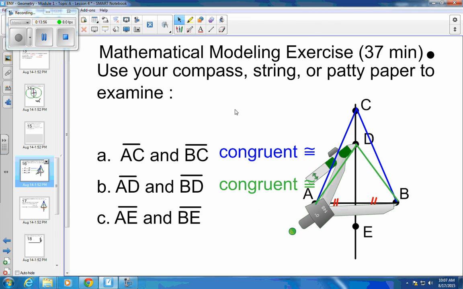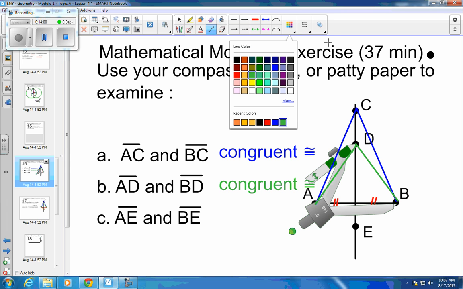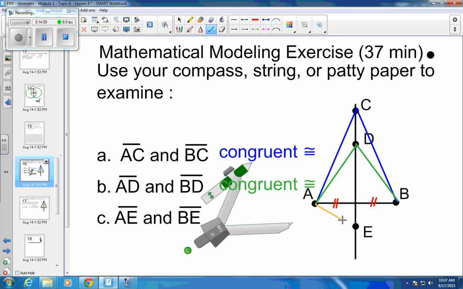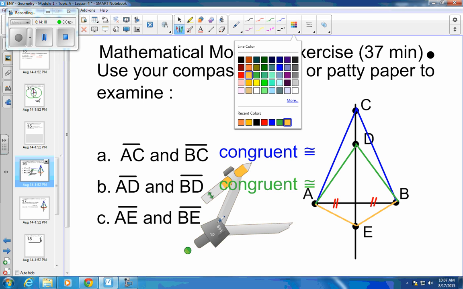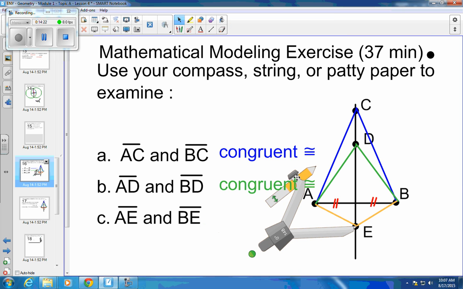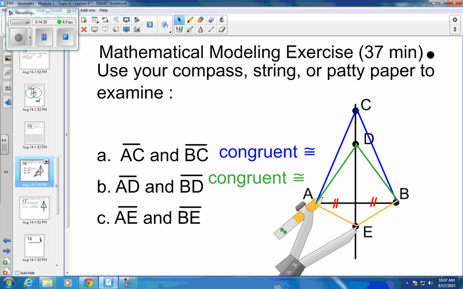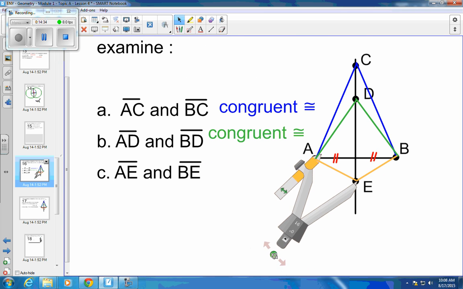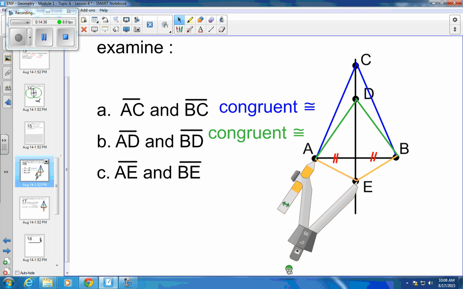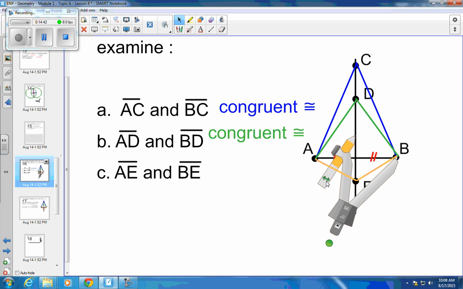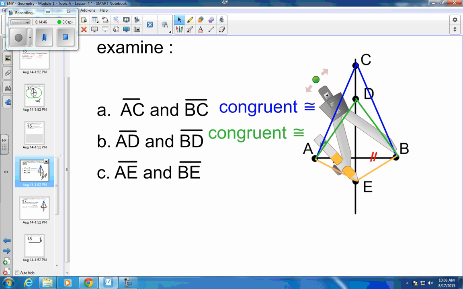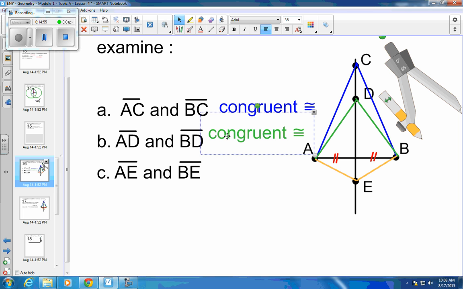So now we'll look at A to E and B to E. And we're going to adjust the compass so that it is the distance from A to E. We can probably move this up a little bit. There we go. Okay, so I have the distance from A to E, and then I'm going to move it over to B, and just swing it around, and you'll see that that is the same distance right there. Okay, so A to E and B to E are the same distance also, so we call that congruent.